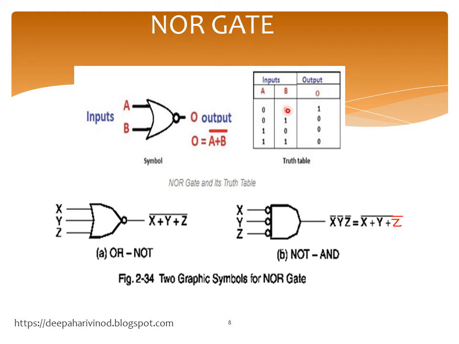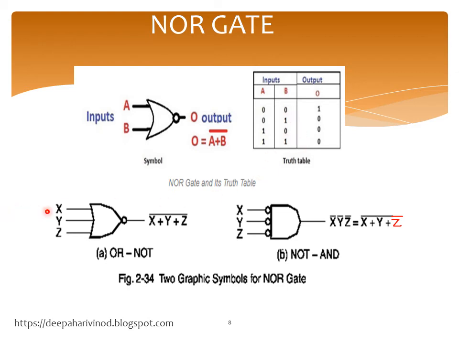That is, for 0 0, in case of OR it was 0, and here in case of NOR it is the complemented form, that is 1. For 0 1, it was 1 for the OR gate, here it is 0. For 1 0 it was 1 for the OR, and here it is 0. And for 1 1 it was 1 for OR, and here it is 0. This is the truth table for the NOR gate.